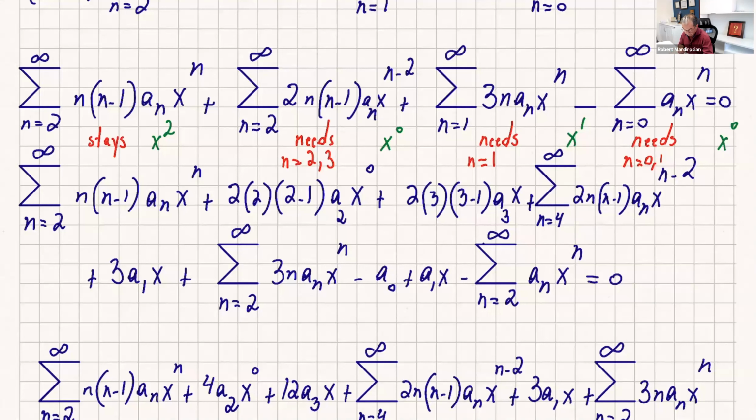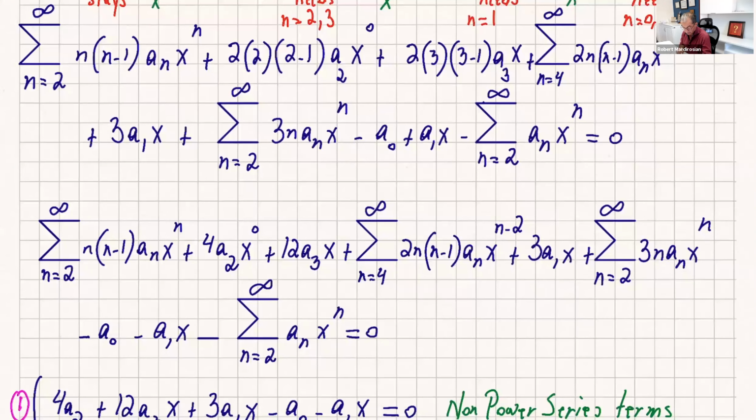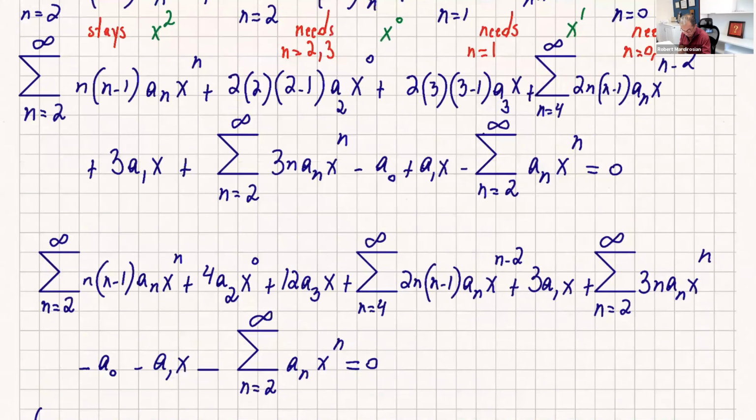This one just needs 1, so you get 3a1 times x, and then you start from 2 to infinity, and you write the same term. And finally, the last one here, but we needed it 0 and 1. So if you substitute, you get a0 plus a1 times x, and starting from 2 to infinity, a sub n x to the power of n. Now, if you simplify this more, this is just arithmetic.